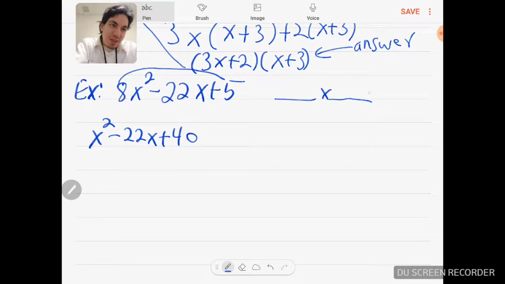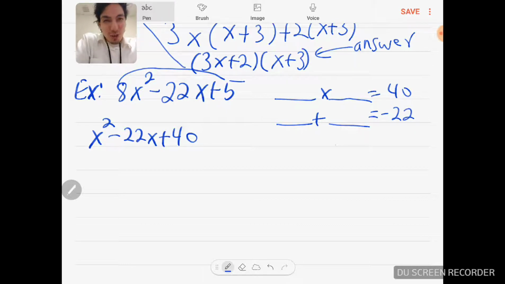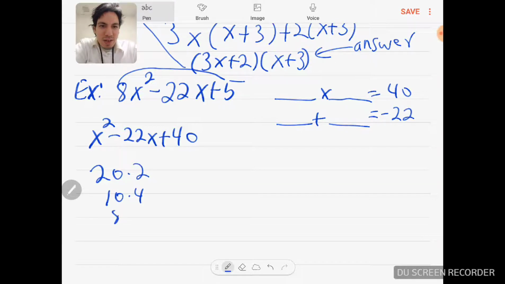So now we got to think of our list. Two numbers that multiply into 40, but when you add them, they'll give you negative 22. This smells like two numbers that need to be negative. So let's think of the two numbers. 20 times 2, 10 times 4, 8 times 5, and I think that's about it I can think of at the moment. There's probably more, if not, then I think these are enough.